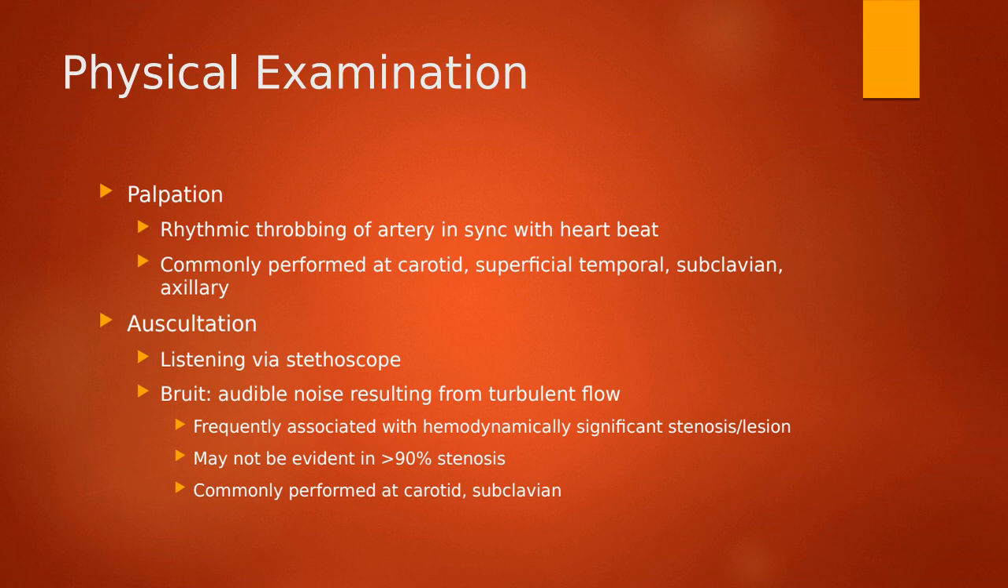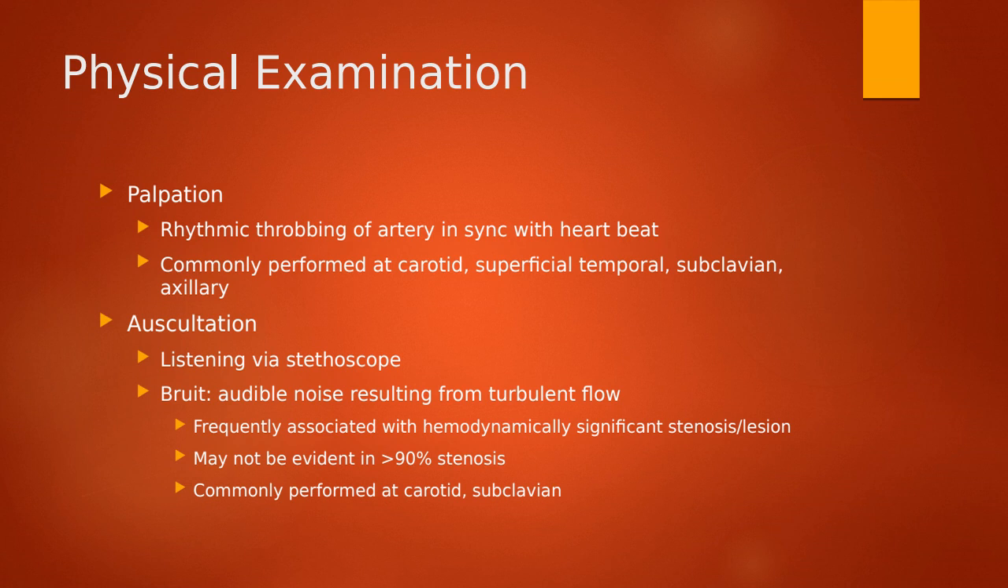Physical exam, super important. Again, not something that we're performing, but we want to make sure that if our patient is coming to us questioning a stroke or questioning some kind of lesion, that they had a physical exam done. So palpation and auscultation are going to be big aspects of that. Palpation, we're going to be evaluating that rhythmic pulsation of that artery in sync with their heartbeat. We're going to be looking for it at the carotid, typically most likely at the carotid. And then if we can't feel it at the carotid, which we should, we could use the superficial temporal on the patient's face, the subclavian, or the axillary.